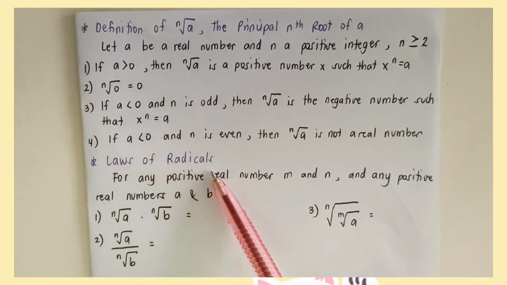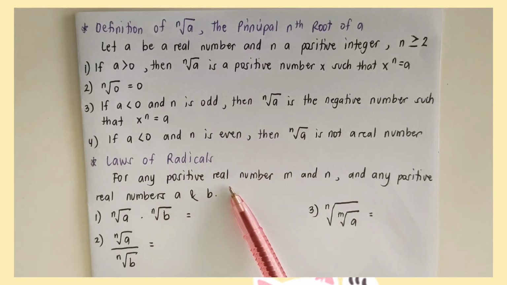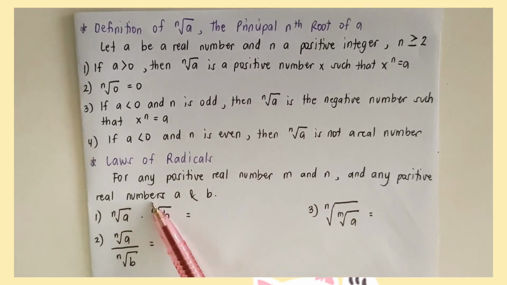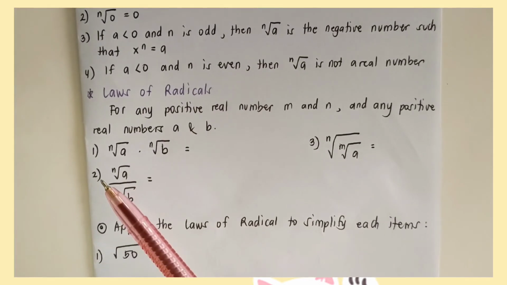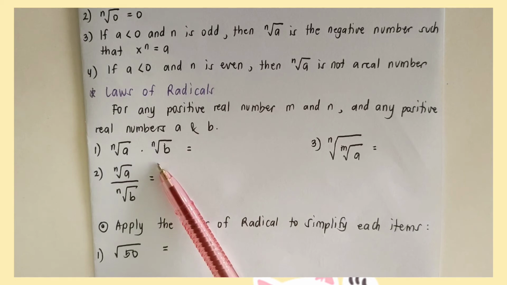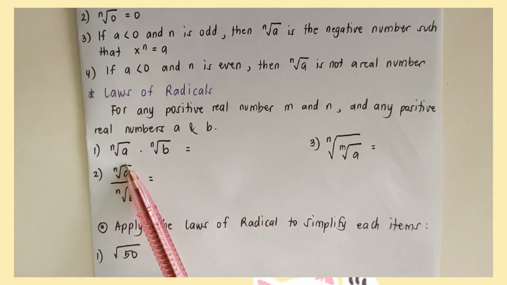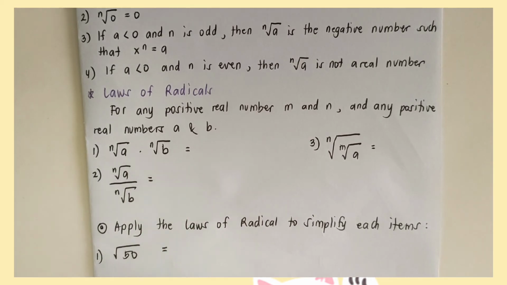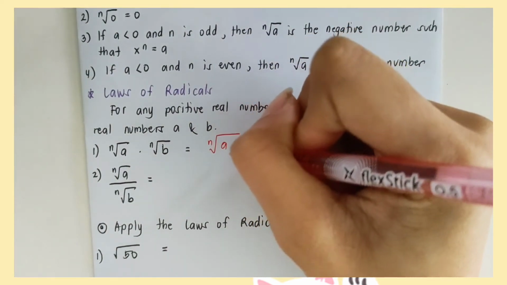Next, we have the laws of radicals. Remember that for any positive real numbers m and n, and any positive real numbers a and b. Let us recall: the nth root of A times the nth root of B is equal to the nth root of A times B.